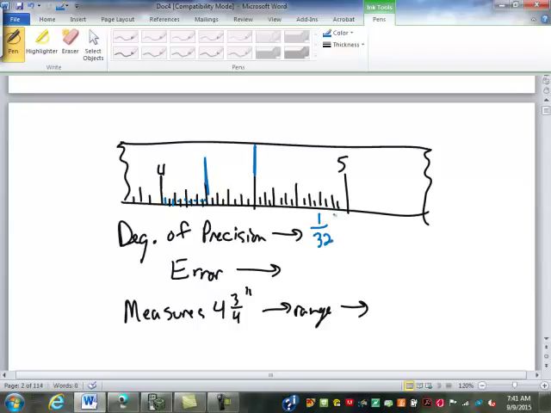So what's my possible error? 1/64 of an inch. Very good. Plus or minus 1/64 of an inch. So the 4 3/4, what's its range going to be? Well, this is how many 64ths? 48 64ths, right? So it ranges from 249. Very good. Make sense? Okay.